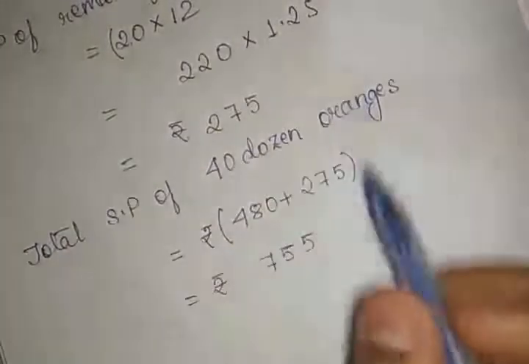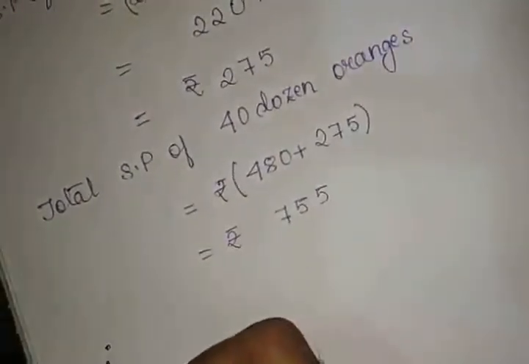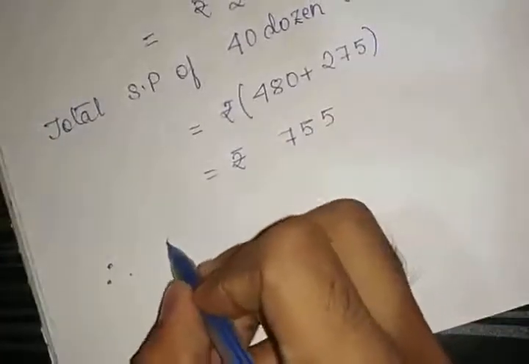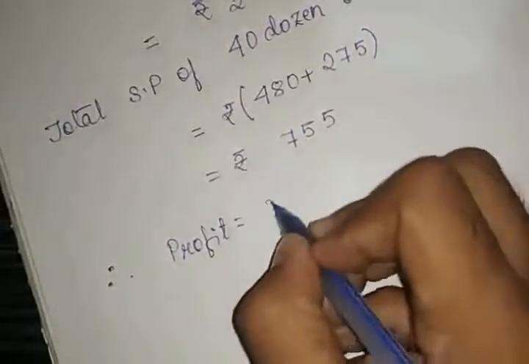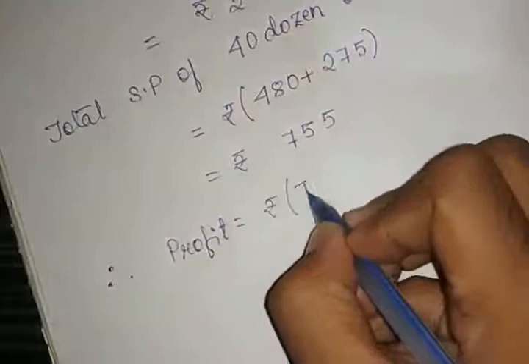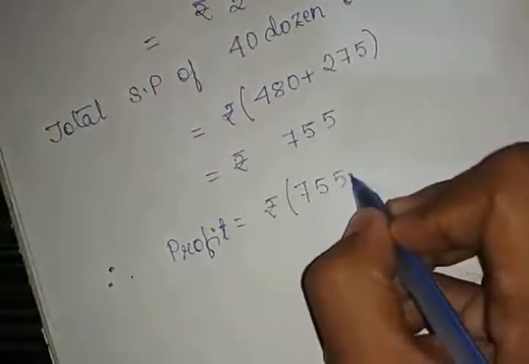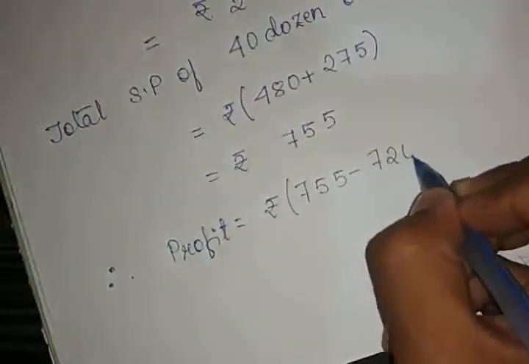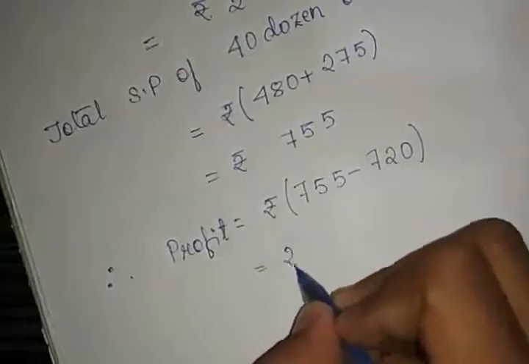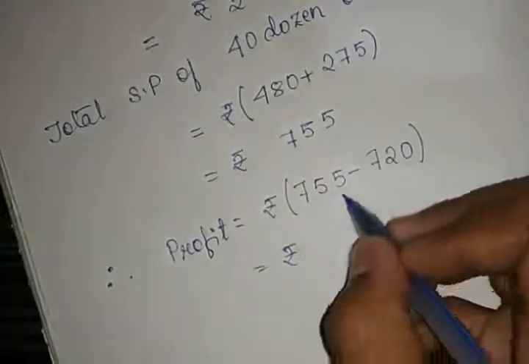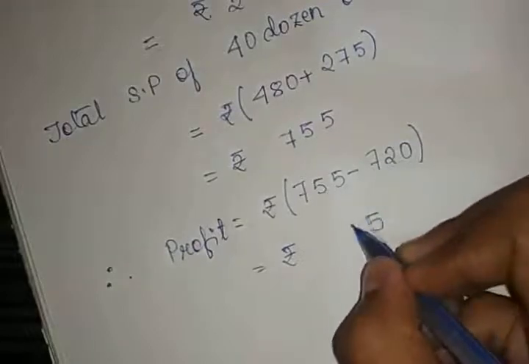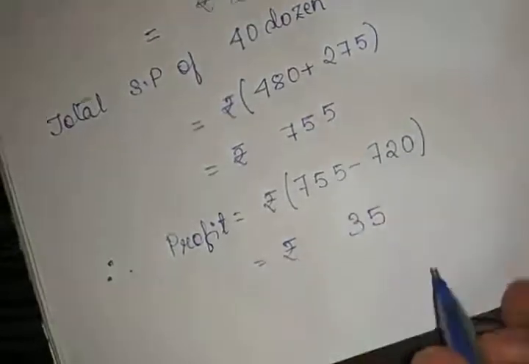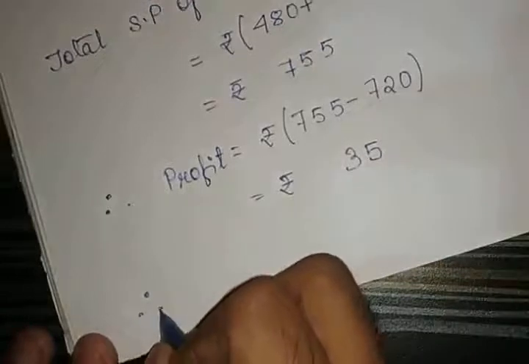So the selling price is greater than the cost price. Therefore, profit is equal to rupees 755 minus 720. That is equal to rupees, this will be 5 minus 0 is 5, 5 minus 2 is 3, so profit is 35. Now we have to find the profit percent.